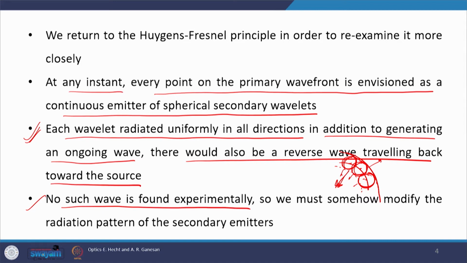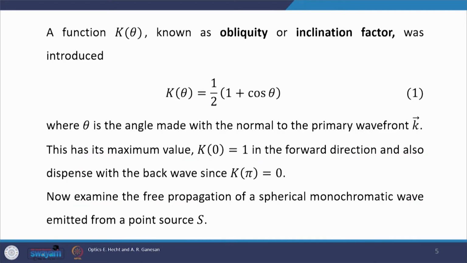So, we must somehow modify the radiation pattern of the secondary emitter, and this modification was introduced by Fresnel. The new principle is called the Huygens-Fresnel principle, where Fresnel proposed that these emitted waves propagate in the forward direction only, and that they interfere, and therefore the Huygens-Fresnel principle can now explain diffraction. But the exact mathematical formulation came quite later, and it was given by Kirchhoff.